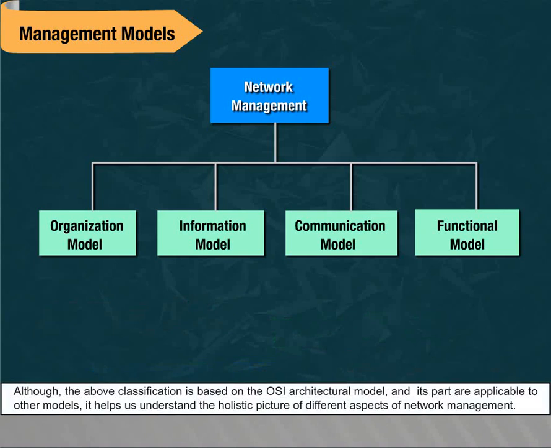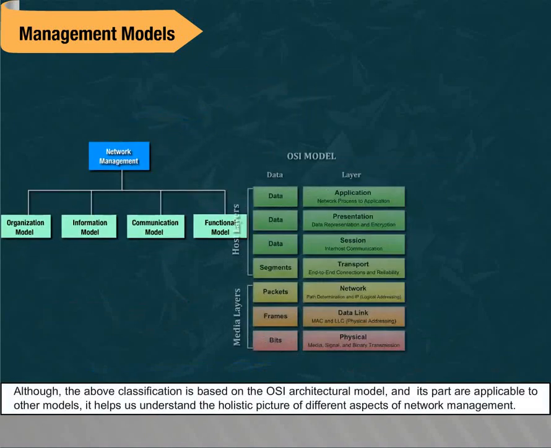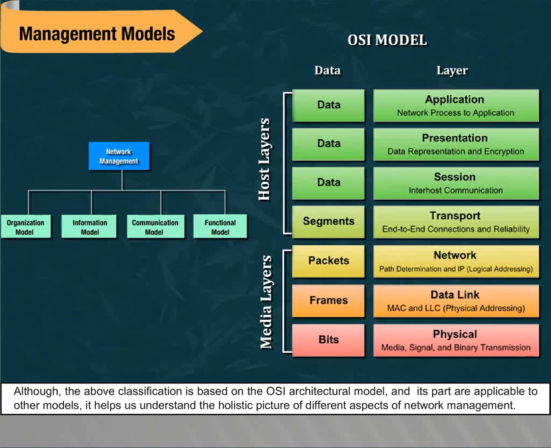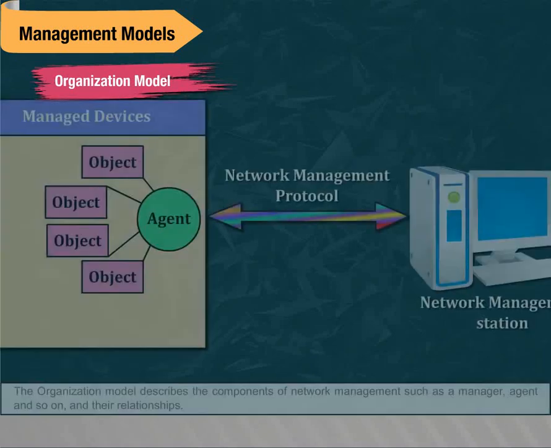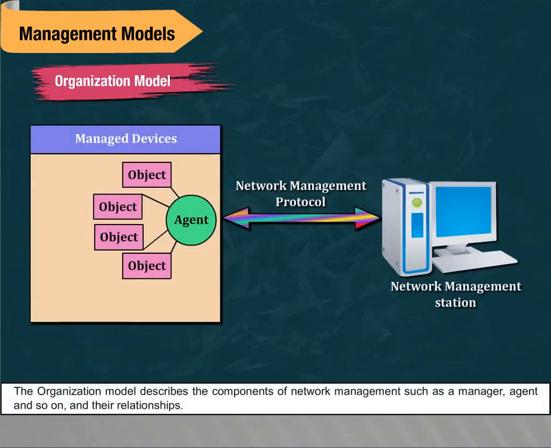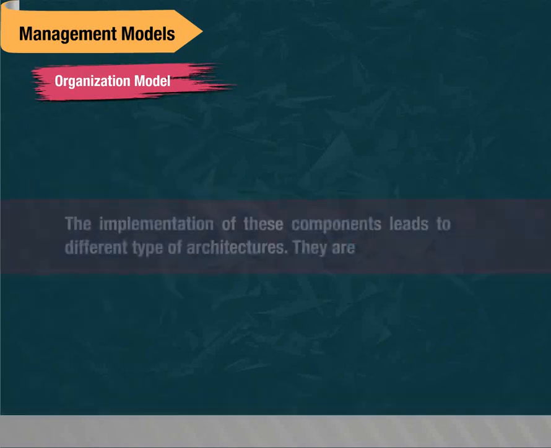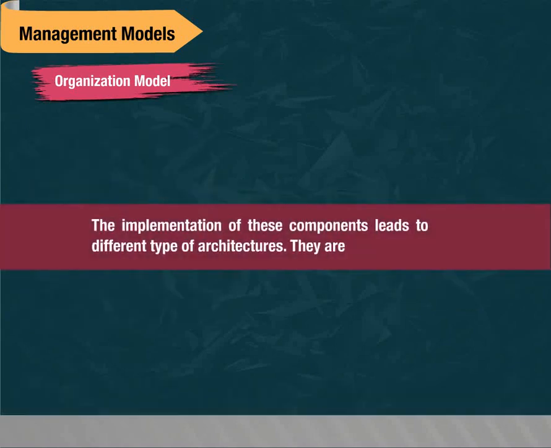Although the above classification is based on the OSI architectural model and its parts are applicable to other models, it helps us understand the holistic picture of different aspects of network management. Organizational model. The organization model describes the components of network management such as a manager, agent, and so on, and their relationships. The implementation of these components leads to different types of architectures.